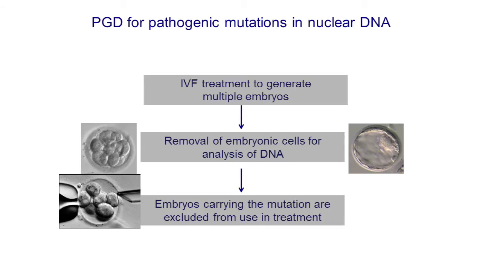For a couple who are at risk of transmitting a nuclear defect, they undergo IVF treatment to produce multiple embryos. Then we remove either 1 or 2 cells from this 8-cell embryo, or we wait until it develops to the blastocyst stage and we remove a number of cells from here. The embryo will still be capable of implanting following removal of these cells. These cells can then be sent to the genetics lab for testing. If the gene defect is present, we don't replace that embryo, but if it's absent, we do. So we select mutation-free embryos for replacement.